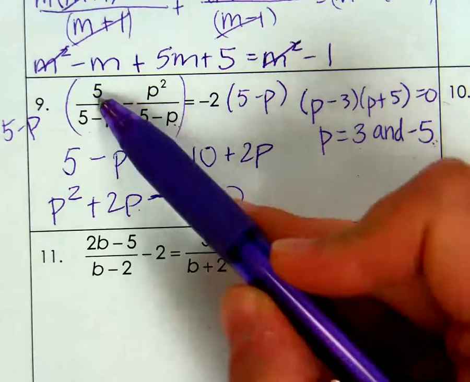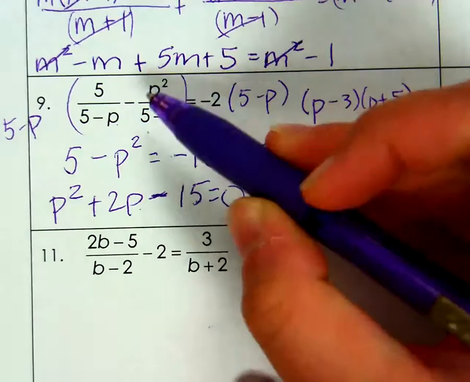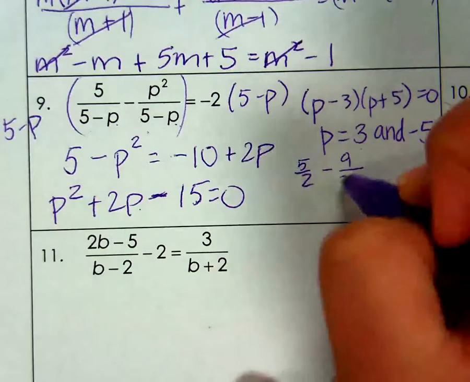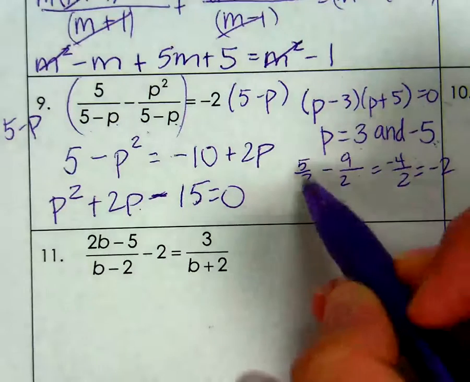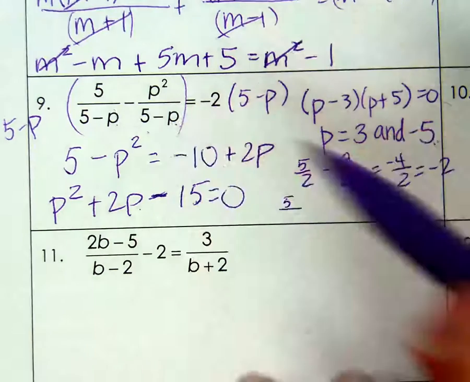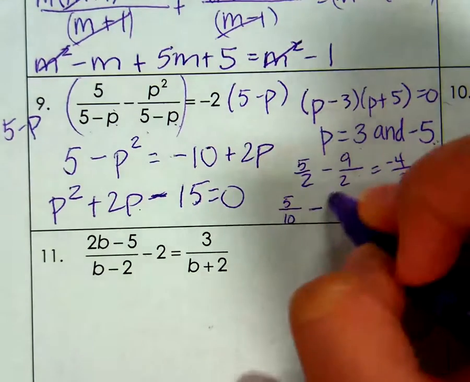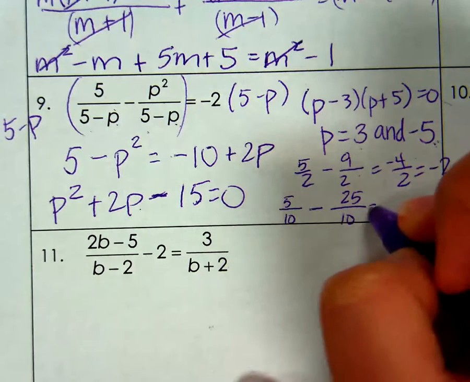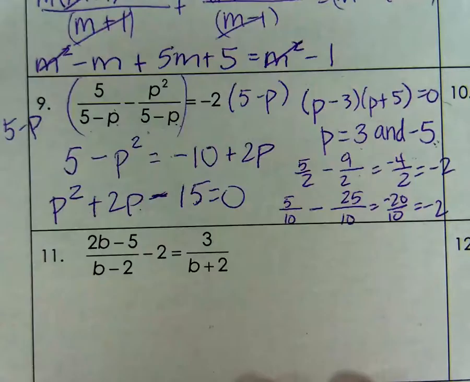If I plug 3 in, I have 5 over 5 minus 3, so I have 5 halves, minus p squared would be 9 over 5 minus 3, halves. So I have negative 4 halves, which is negative 2. And then I can also plug negative 5 in. So then that would be 5 over 5 minus negative 5, which is 10. So that's a half. Minus p squared would be 25 over 10 again. So that's negative 20 tenths, which is negative 2. So both of those solutions actually do work.